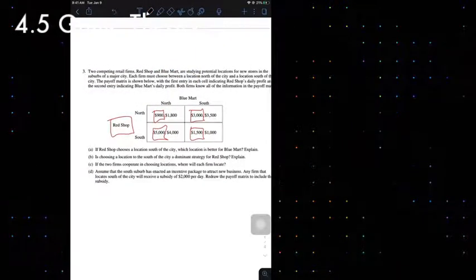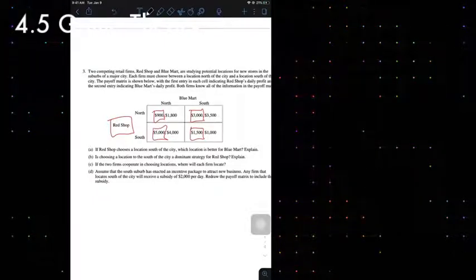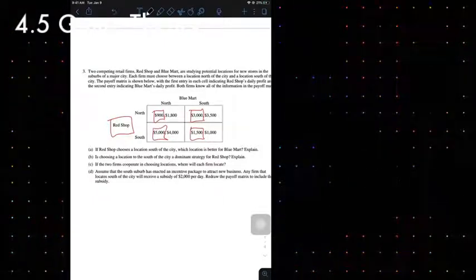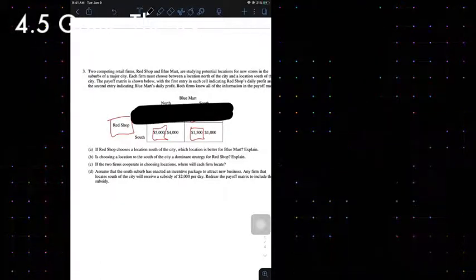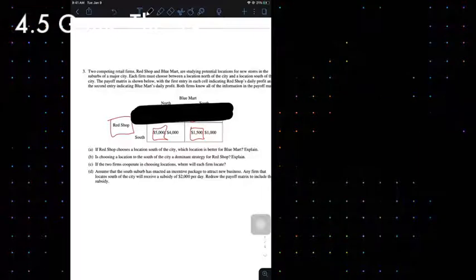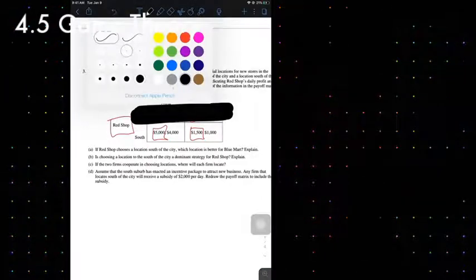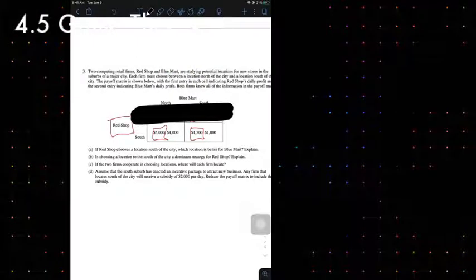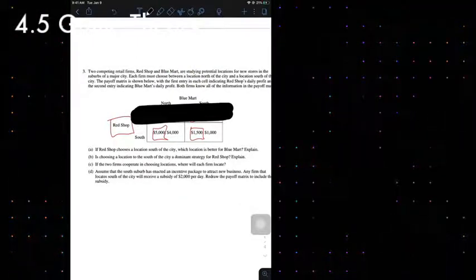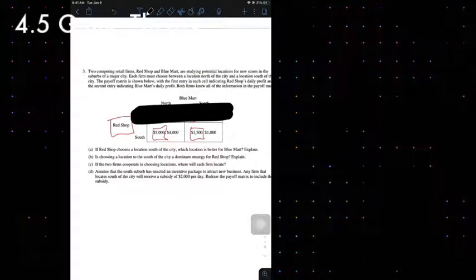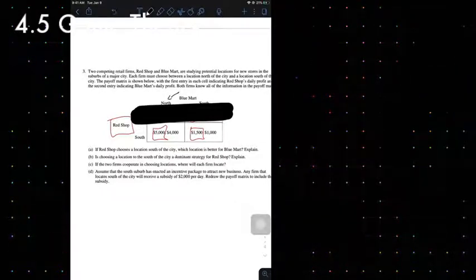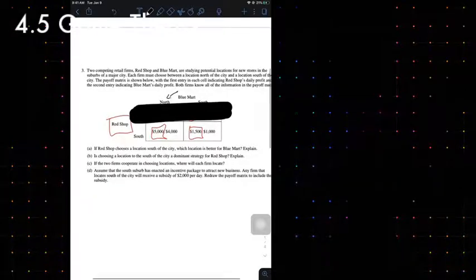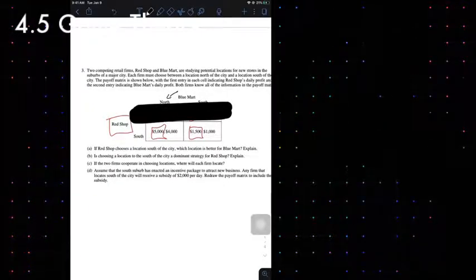This first question says, if Red Shop chooses a location to the south of the city, which location is better for Blue Mart? So if Red Shop goes south, that means we need to cover up those options because we're forcing Red Shop to go south. And then we need to figure out what is best for Blue Mart, okay? So does Blue Mart want the $4,000 of profit or the $1,000 of profit? They're going to prefer the $4,000 of profit, right? And so Blue Mart will go north when Red Shop goes south, right?